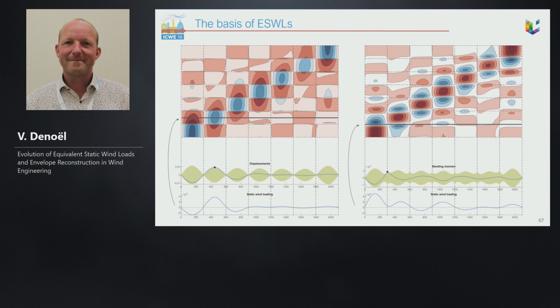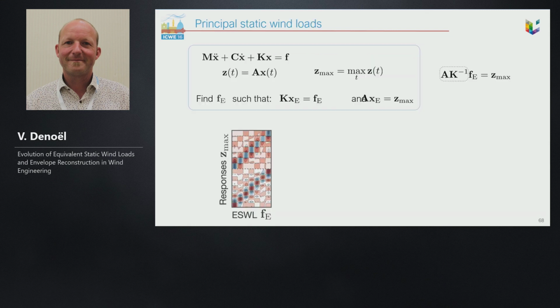So 85 responses and 85 different pressures. Same for the bending moment, 85 bending moments and 85 pressures. We could collect them in a bigger matrix, which is this one, which corresponds to the equivalent static forces corresponding to all responses, no matter whether they are displacements or bending moments. And remember, we've shown this at the very beginning of this talk, this corresponds to the relation between equivalent forces and responses.